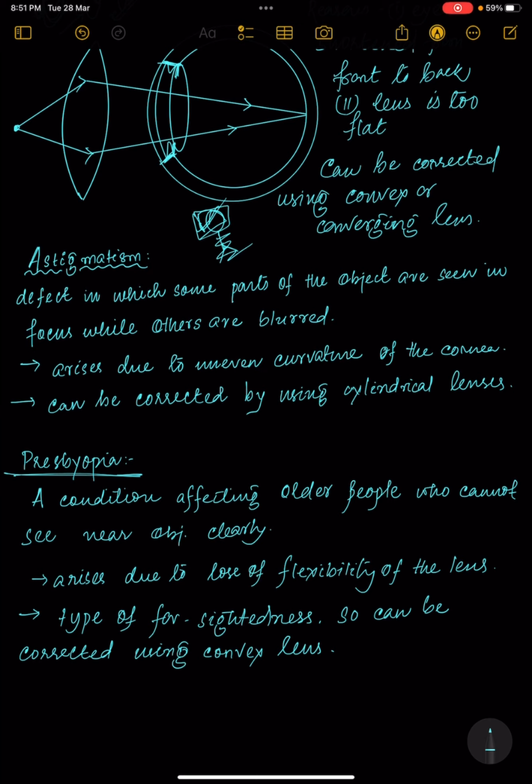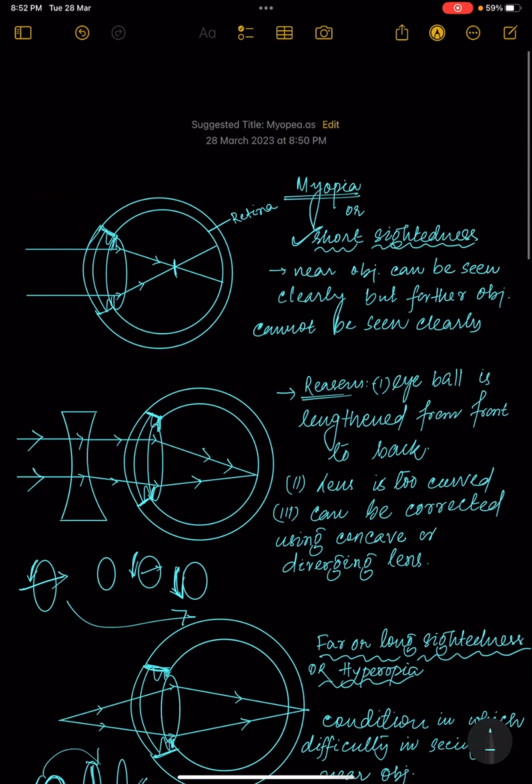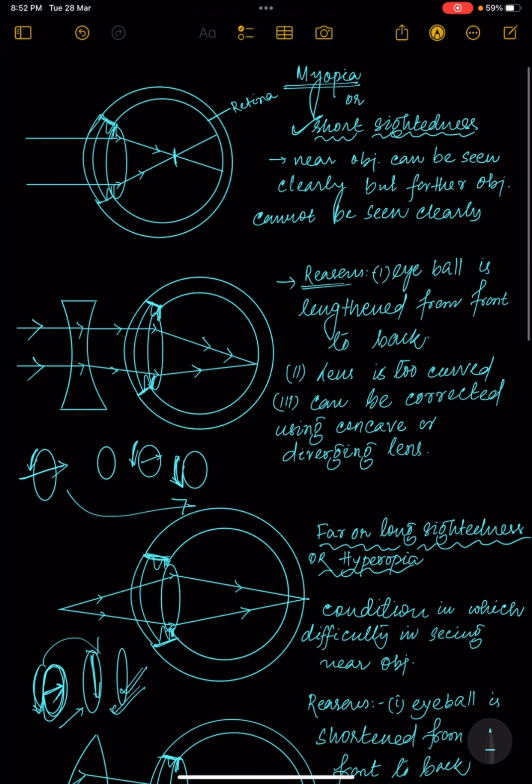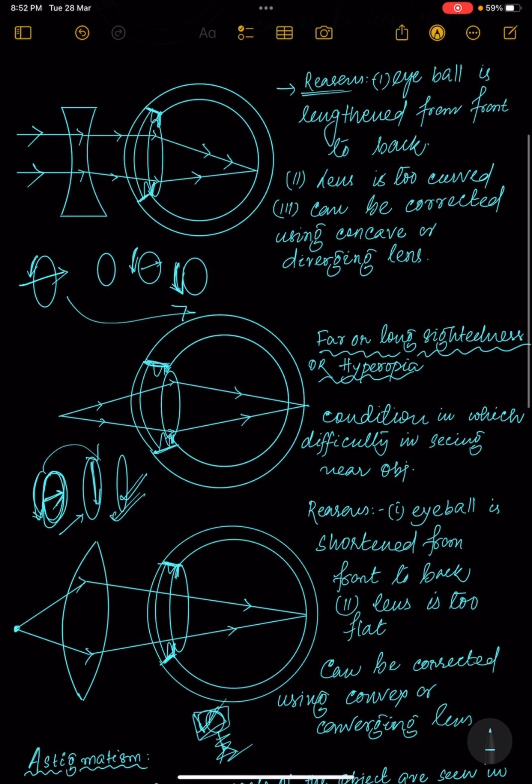In case of astigmatism, a cylindrical lens. Remember, that is only a special type. For the rest, presbyopia and hyperopia, a convex lens. And again for myopia, we can simply use a concave lens, which is a diverging lens. And you have to remember the diagrams of myopia and hyperopia only. The rest we don't actually need. And some other defects are also there, like color blindness.